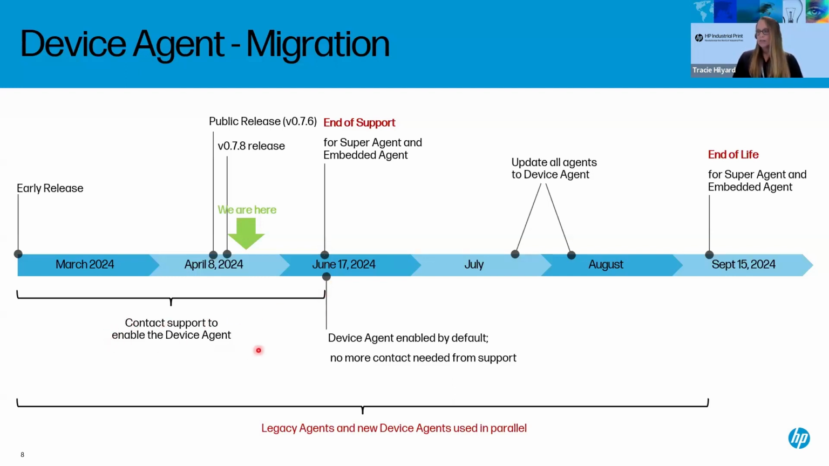From here, you notice that until June 17th, you will need to contact support to enable the device agent. And then after June 17th, the device agent will be enabled by default. Then from June 17th to September 15th, we'll update all agents to the device agent on your end. Then we look at end of life for the super agent and the embedded agent as of September 15th. Please note here that the legacy agents and the new device agents can be used in parallel. That way you can do your testing and not affect production.